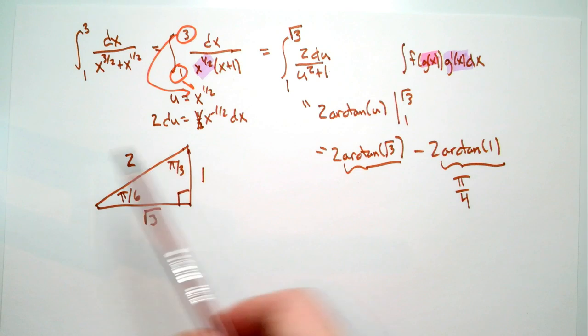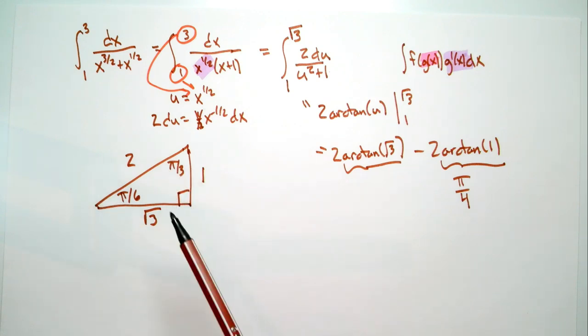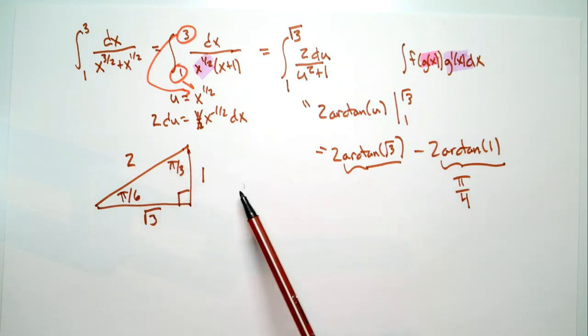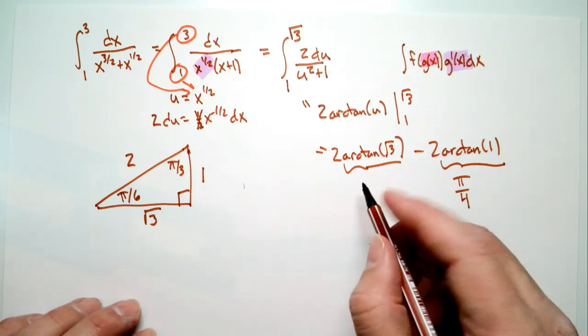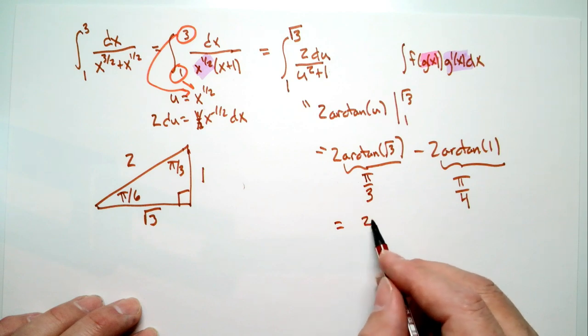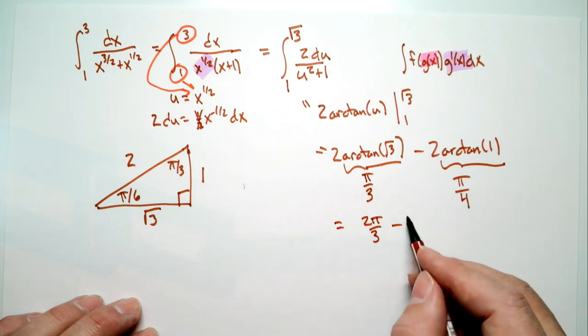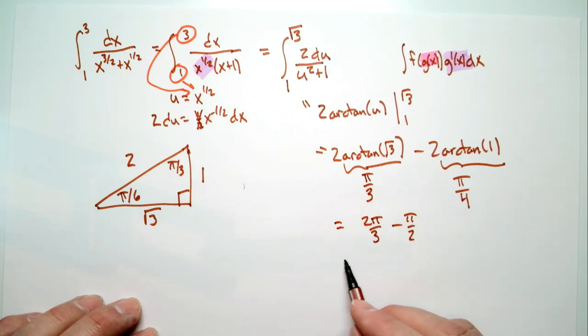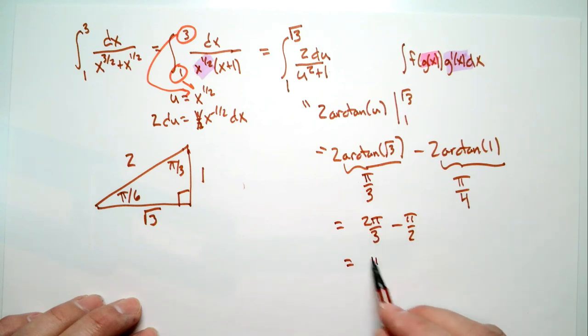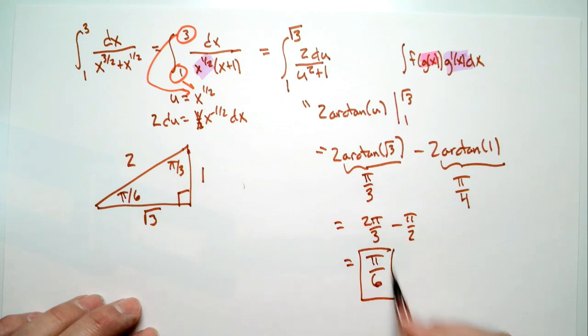So if you take this triangle, you say, okay, what angle gives me tangent of root 3? Well, you do opposite over adjacent. If it's pi over 6, nope, that doesn't work. Pi thirds? Yeah, that works. So arctangent of root 3 is pi thirds. So what do you end up with? You end up with 2 pi thirds minus pi over 2, which is 4 pi over 6 minus 3 pi over 6, giving us the grand total of pi over 6.